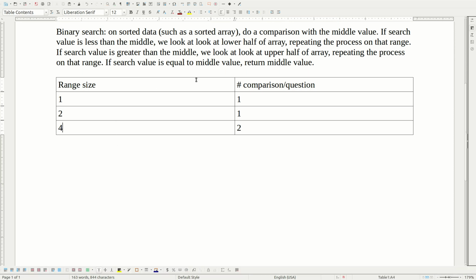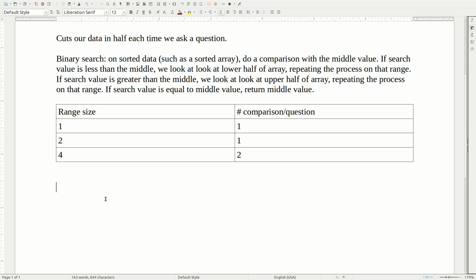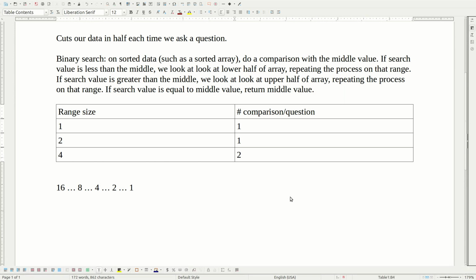You can also think of this in the other direction. If your range was of size 16, then with only 1 question, I can narrow it down to 8 numbers. If there are 8 numbers, with only 1 question, I can narrow it down to about 4. And if there were 4 numbers, I can narrow it down to about 2. And if there were 2, I can narrow it down to about 1. And then when I only have 1 remaining, I can just look and see if that is my number or not. So when I've got a range of size 1, I'm always able to just immediately look and see if it's the right thing.